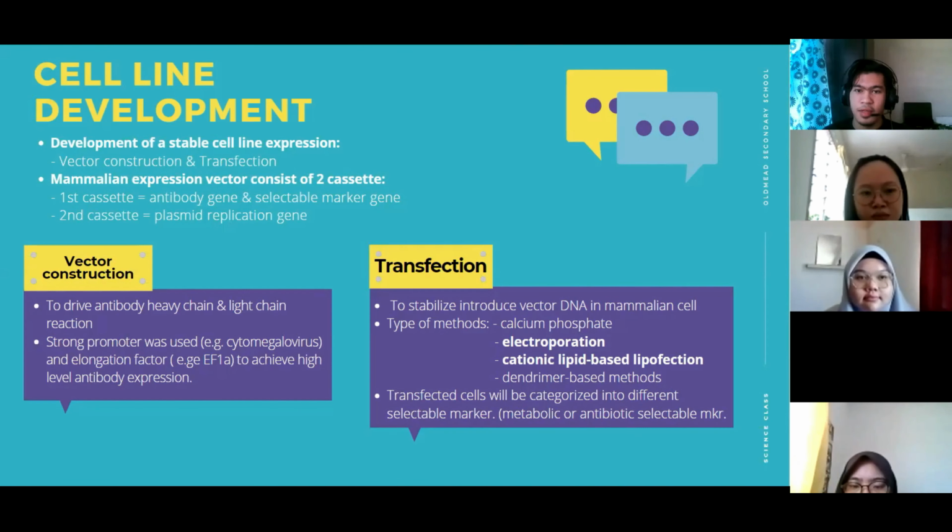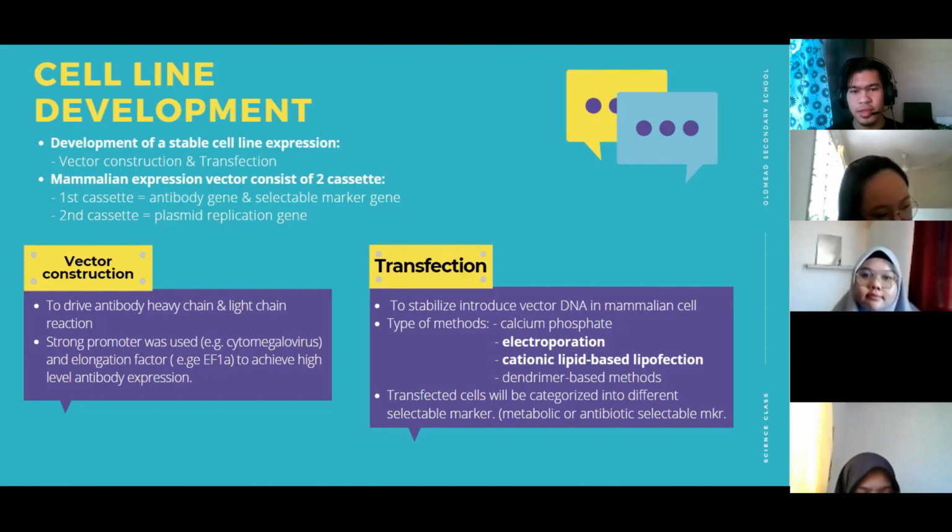And then for the vector construction, the function is to drive antibody heavy chain and light chain expression, in which case we need a strong promoter or enhancer, such as cytomegalovirus and elongation factor, which is EF1 alpha, in order to achieve high level antibody expression.